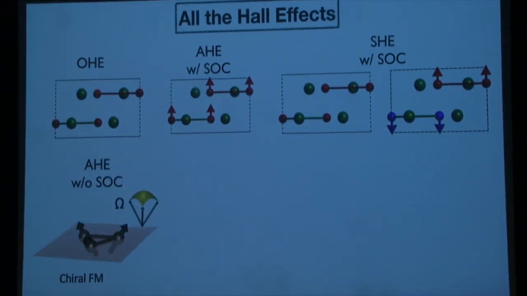And then what people saw is that, okay, what if we have three spins that point out of the plane? This creates some cone that you can actually get an anomalous Hall effect from that does not look like this one. So this one they call a chiral ferromagnet, and you can get this without spin orbit coupling.